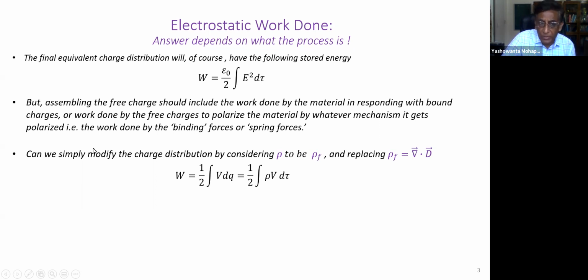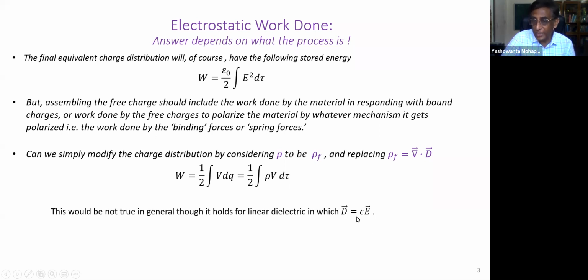Now the question is, can we simply modify the charge distribution by considering, so this charge distribution is given, so this charge distribution is simply modified from rho to rho f, I know this, okay, and replacing rho f by the divergence of D. Is that simply allowed? Now this would not be true in general, okay, but it holds for linear dielectric, for D equal to epsilon E. That is, you can replace, okay, but we'll have to go through the process to realize that.